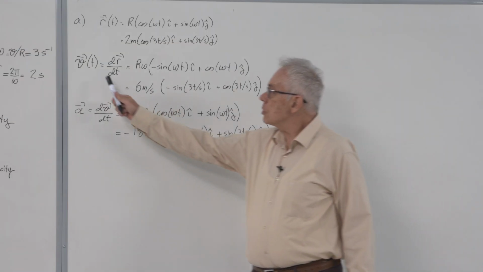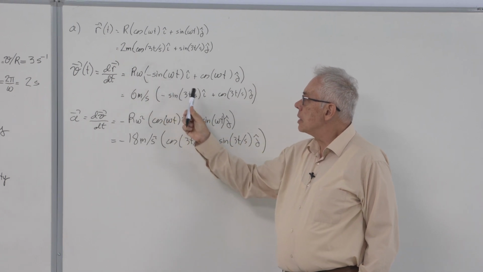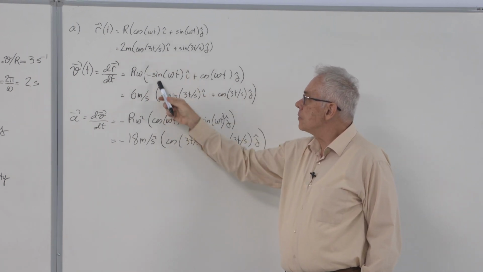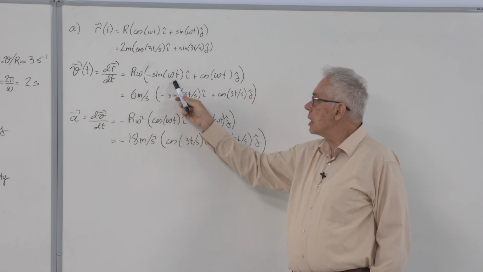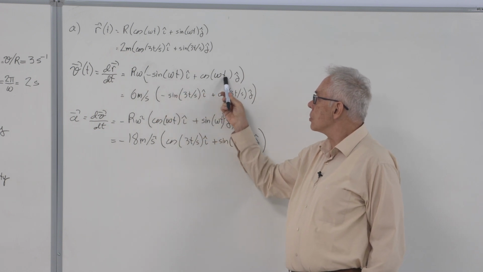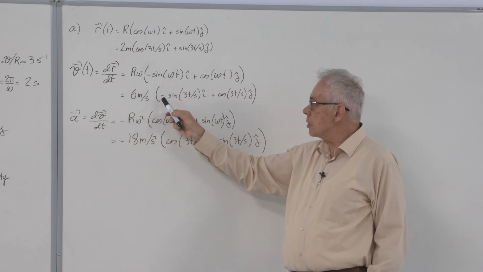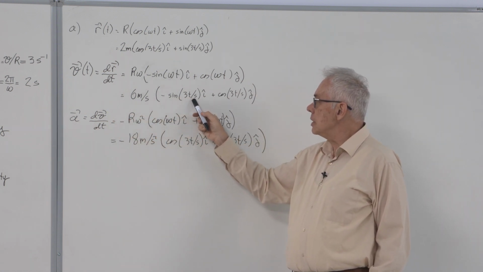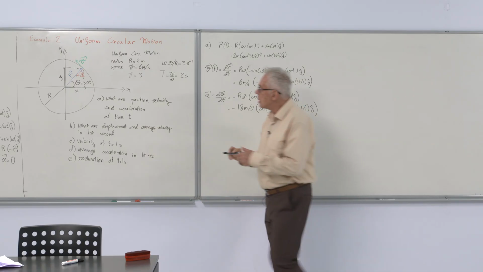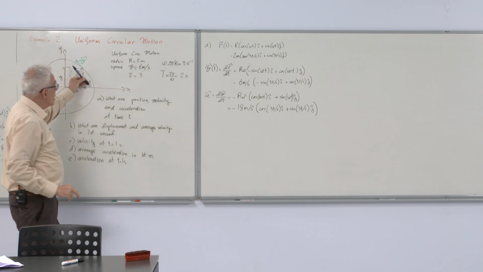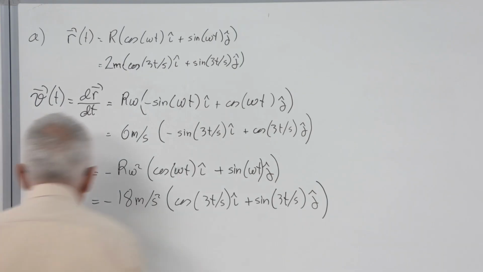The velocity is the derivative of the position, and when I take the derivative, I get an extra omega here: r omega times minus sine omega t i plus cosine omega t j. Substituting the values, 6 meters per second times minus sine 3t per second i plus cosine 3t per second j. Please note that this is perpendicular to the position vector.